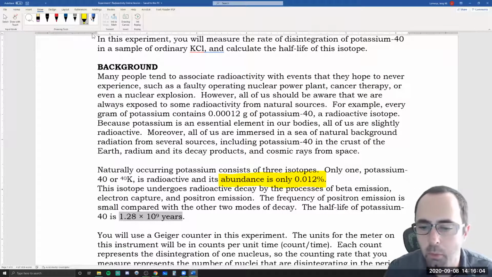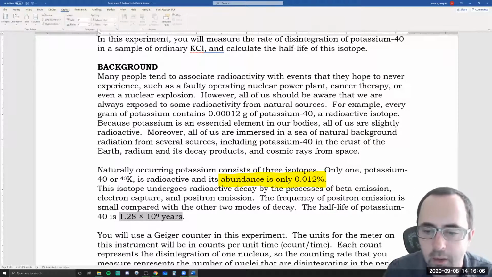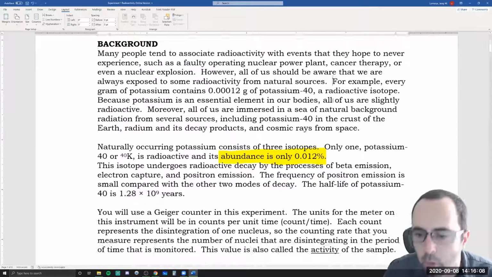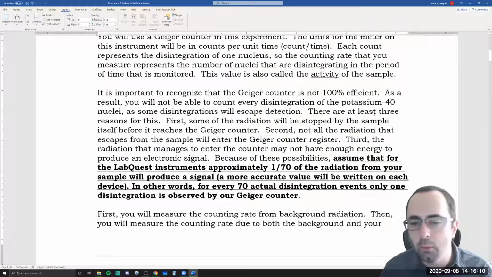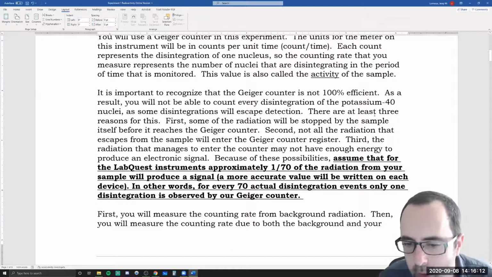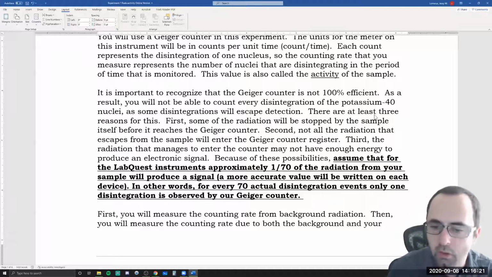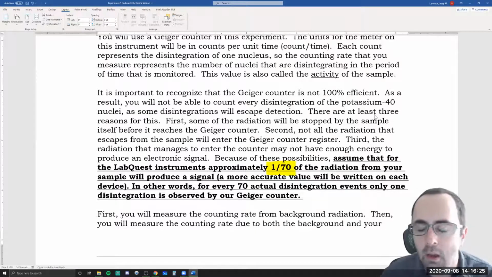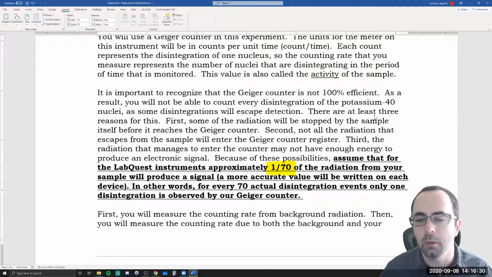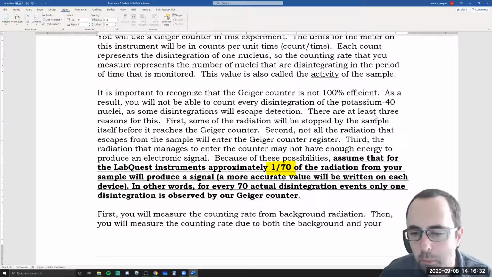0.012%. This is really important. We're going to have to factor this into our calculations. Also important is that of the radioactive events that are occurring, our Geiger counter won't be able to capture all of them because the particles that are spit out go in every which way in every direction. So only about 1/70th of the radioactive events will be measured.